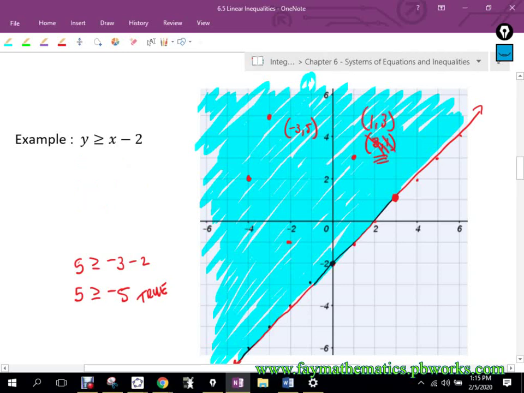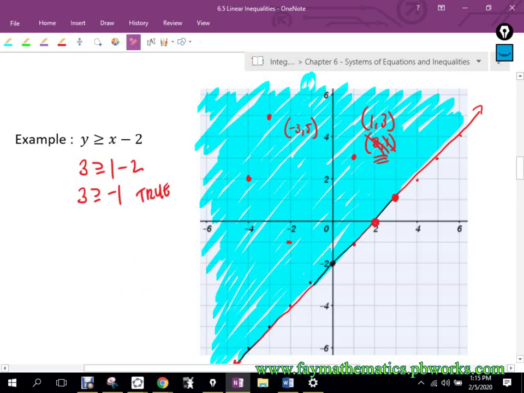So if y is 3, x is 1, minus 2, is 3 greater than or equal to -1? Yes, still true, right? Okay. So it's still a solution. Let's just try this point right there.